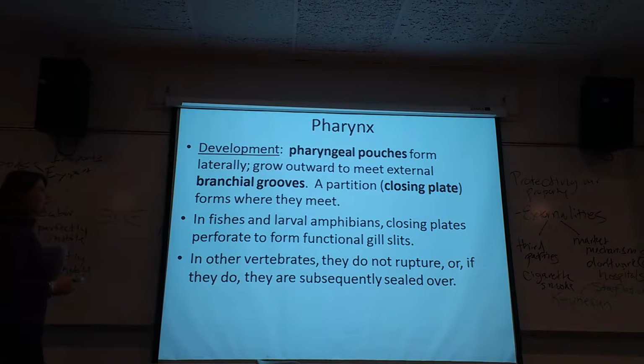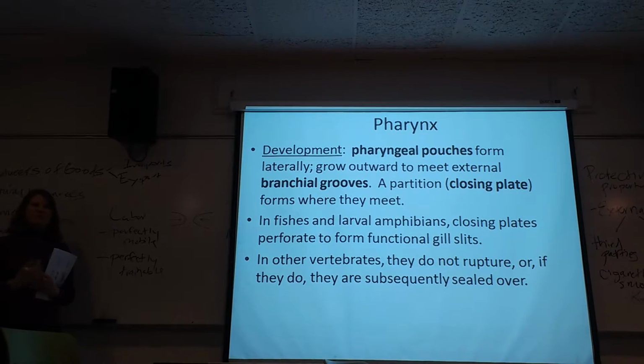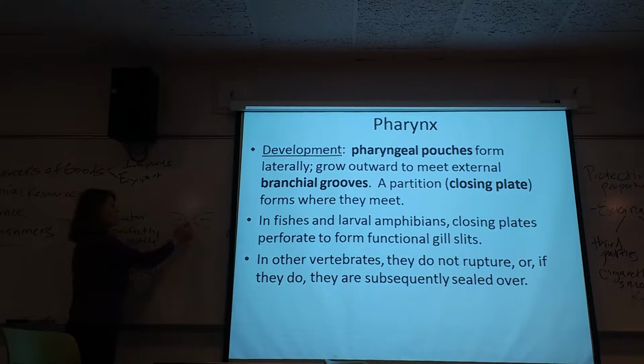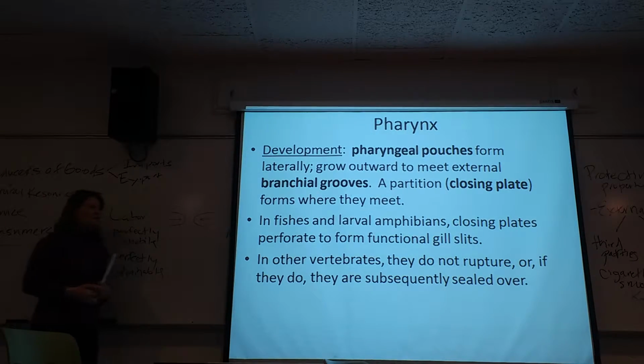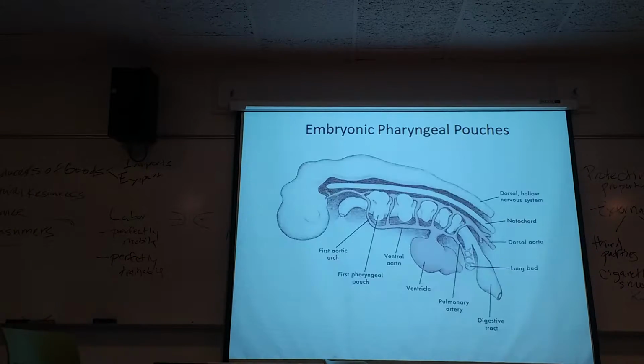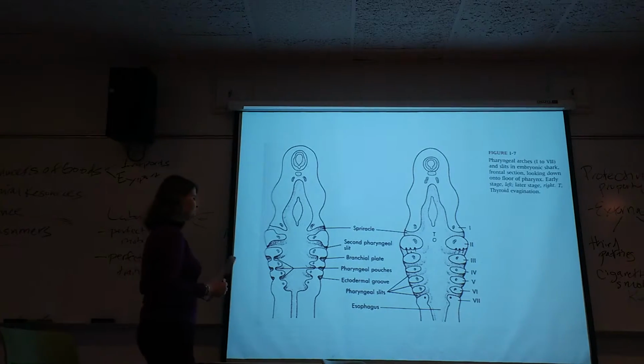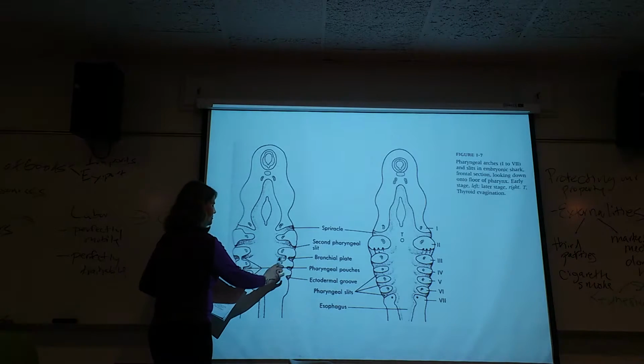There's a partition in the middle. So when we talk about the closing plate, it's what's separated them. So this here would be the closing plate. And when they do join, the closing plate will perforate, so it will form this opening. And you can see here is an embryonic shark. So if you take a look at this, you can see here are some pharyngeal pouches.